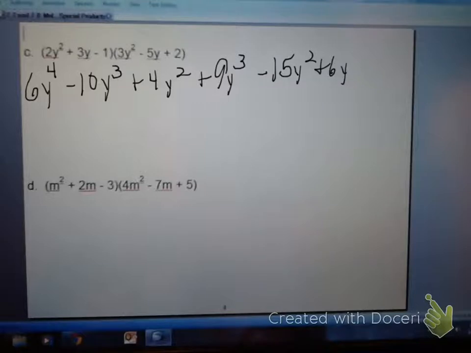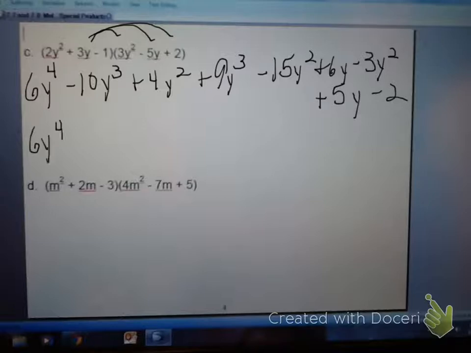Okay, now we're going to multiply negative 1 times everything. Be very careful. Negative 1 times a negative 5y is a positive 5y minus 2. Combine like terms, and again, put in descending order. I don't have anything to combine the 6y to the 4th with, so I'll just bring it down. Negative 10y cubed and a positive 9y cubed is a negative 1y cubed. Negative 1 and a negative 3 is a negative 4y. Oh, wait a minute, that's not a cubed. Never mind. Be careful about that.